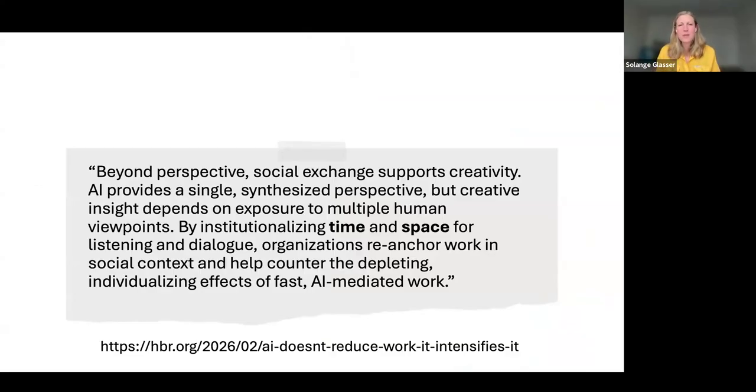What AI is doing is giving us that synthesized perspective, but that's not how we as researchers function. So, what they were suggesting is that we need to institutionalize time and space, both for listening and dialogue. And in this way, an organization, but we can think of ourselves as an organization, as a collective of people, we need to re-anchor our work in that social context. So, literally speaking to other humans, getting other opinions, finding advice. And in this way, we're going to help counter that depleting, individualizing effect of that fast AI-mediated work.